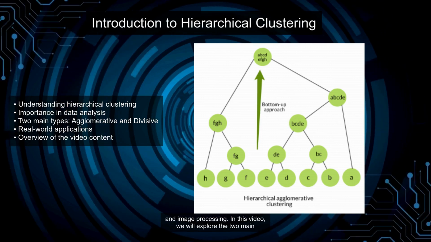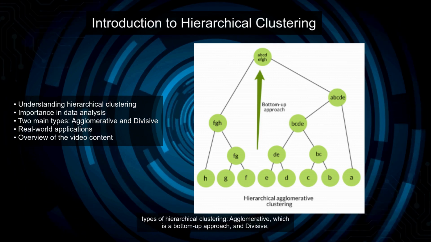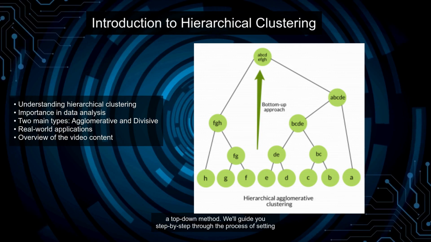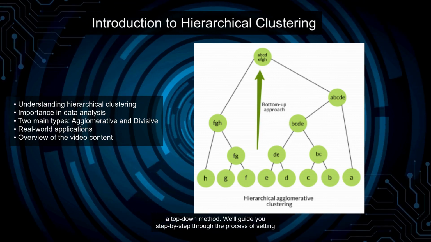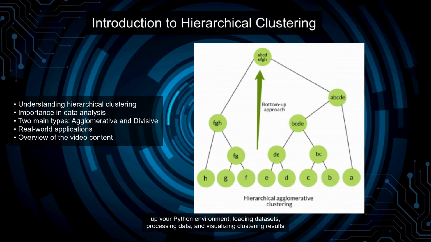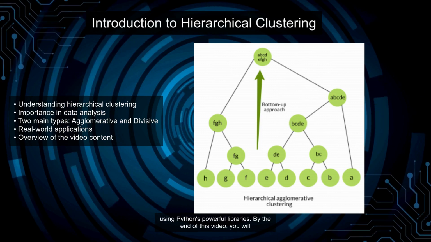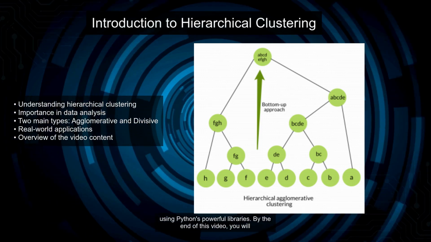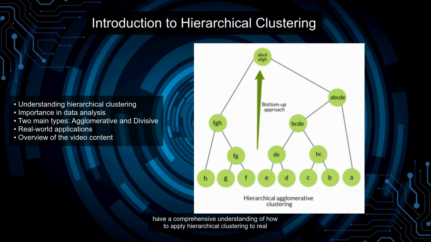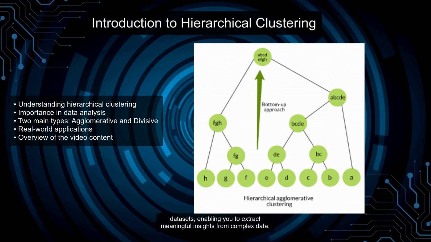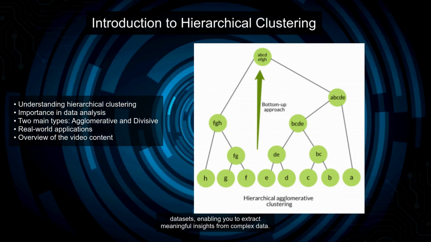In this video, we will explore the two main types of hierarchical clustering: agglomerative, which is a bottom-up approach, and divisive, a top-down method. We'll guide you step by step through the process of setting up your Python environment, loading datasets, processing data, and visualizing clustering results using Python's powerful libraries. By the end of this video, you will have a comprehensive understanding of how to apply hierarchical clustering to real datasets, enabling you to extract meaningful insights from complex data.